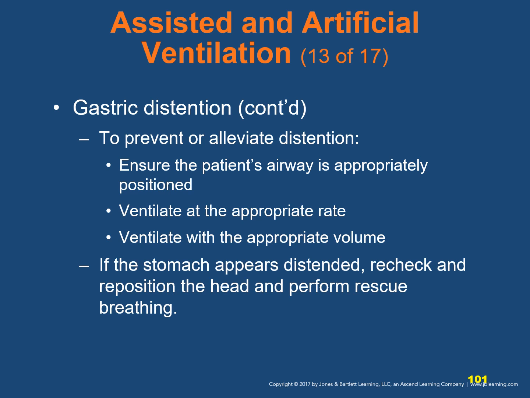Gastric distension is a common complication with manually triggered ventilation devices. This is a key reason these devices are not highly recommended. So to prevent or alleviate distension, ensure that the patient's airway is appropriately positioned, ventilate the patient with the appropriate rate, and if the patient's stomach appears to be distending, recheck and reposition the head and watch for rise and fall in the chest wall as you perform rescue breathing.